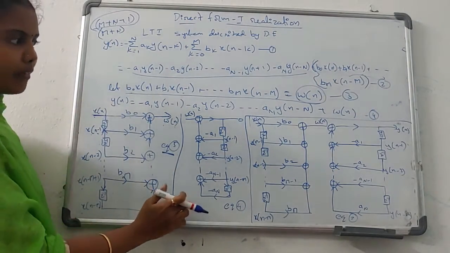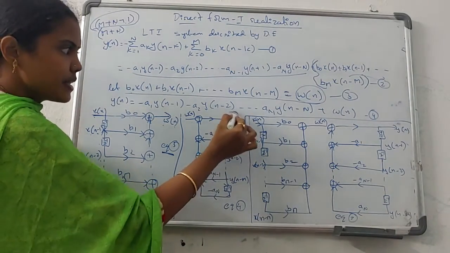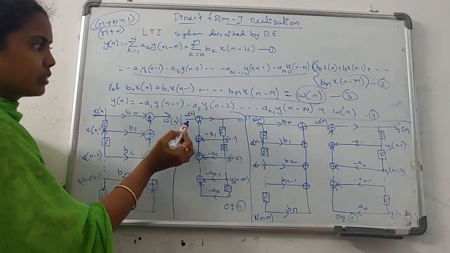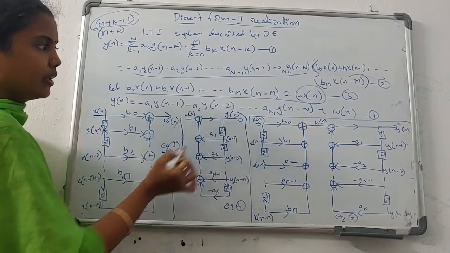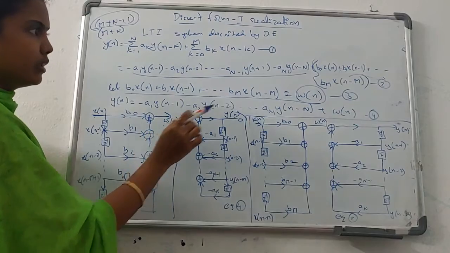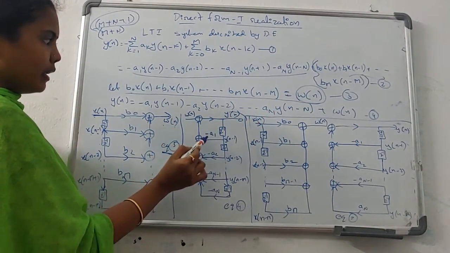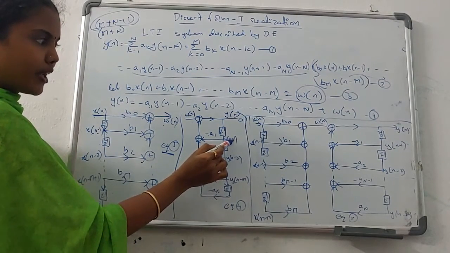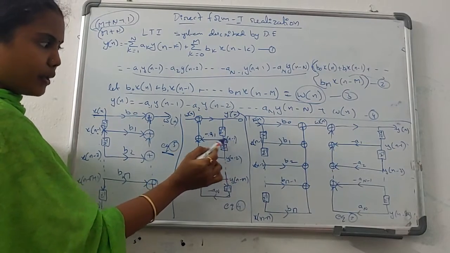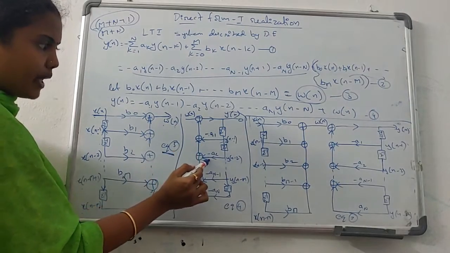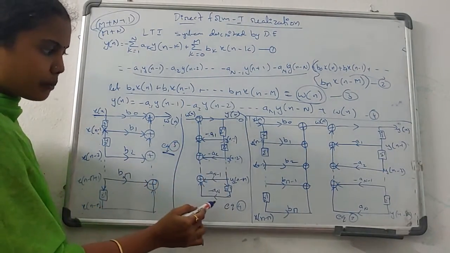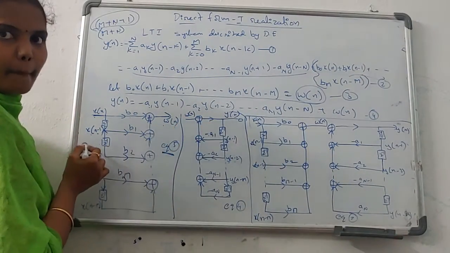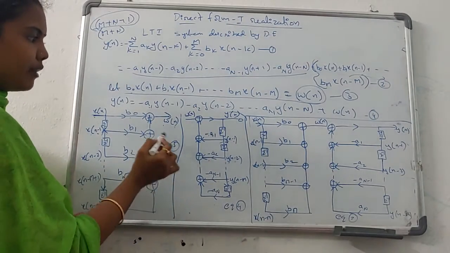Now coming to equation 4. So y of n is equal to w of n plus minus a1 into y of n minus 1, plus minus a2 into y of n minus 2, and so on up to minus a N y of n minus N. Here we are getting y of n.